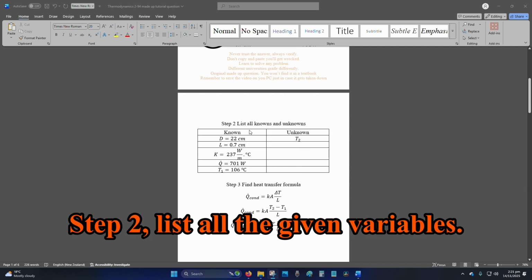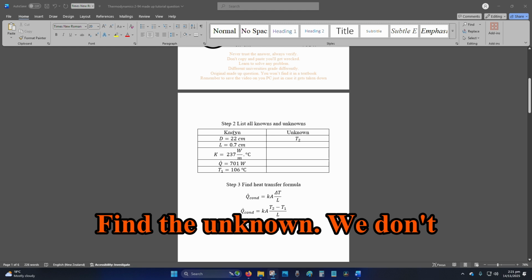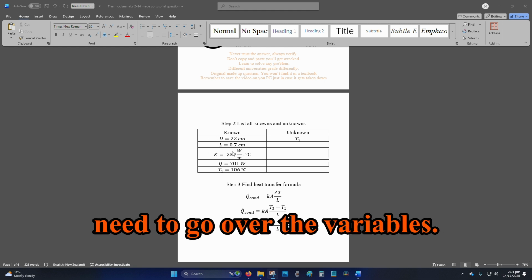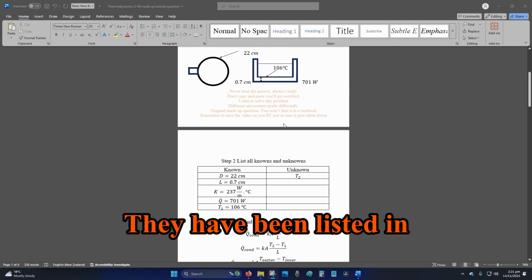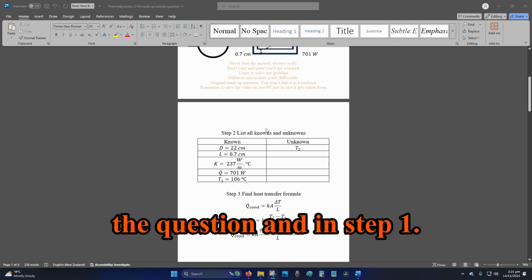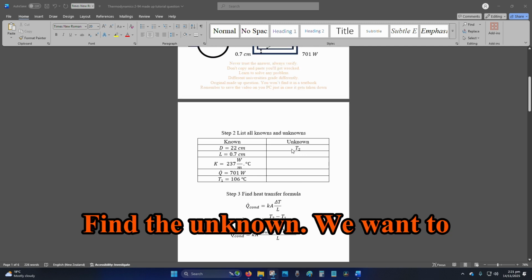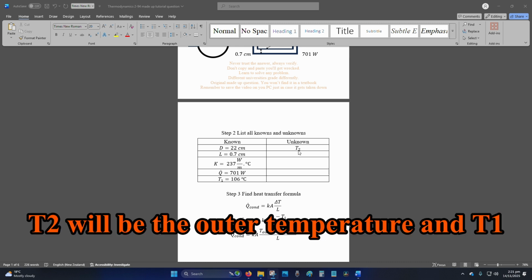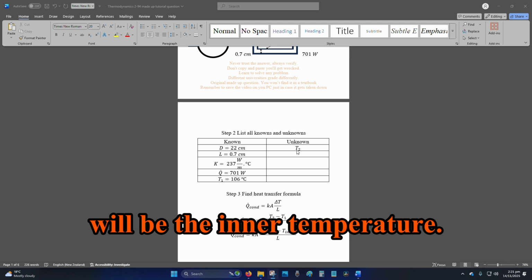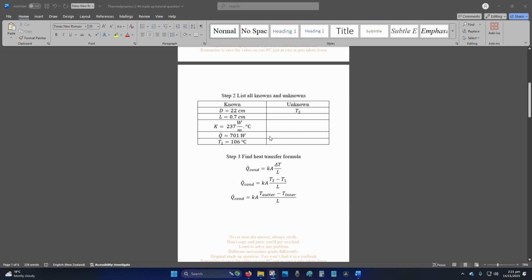Step 2, list all the given variables, find the unknown. We don't need to go over the variables. They have been listed in the question and in step 1. So find the unknown. We want to find the outer temperature. So T2 will be the outer temperature, and T1 will be the inner temperature.